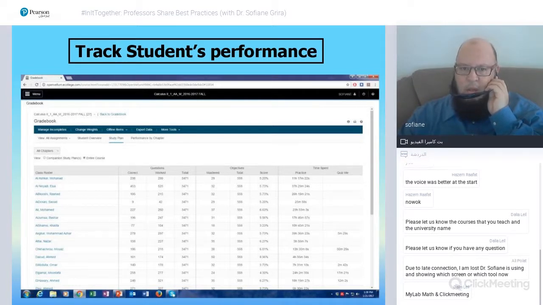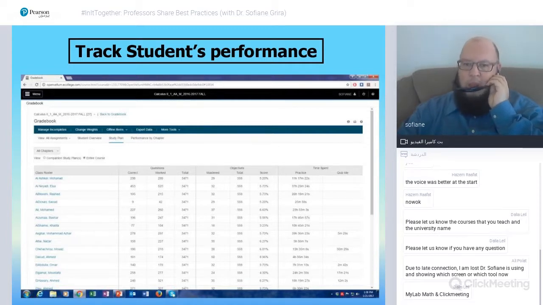I really like it, because I remember last year, one parent came and told me that his daughter got a bad mark and she was always working at home. So I told him, just give me 1 minute. I opened this study plan in front of him, and showed him that his daughter spent, I remember, only 1 hour in the whole semester. So you have the proof of who's working and who's not working.